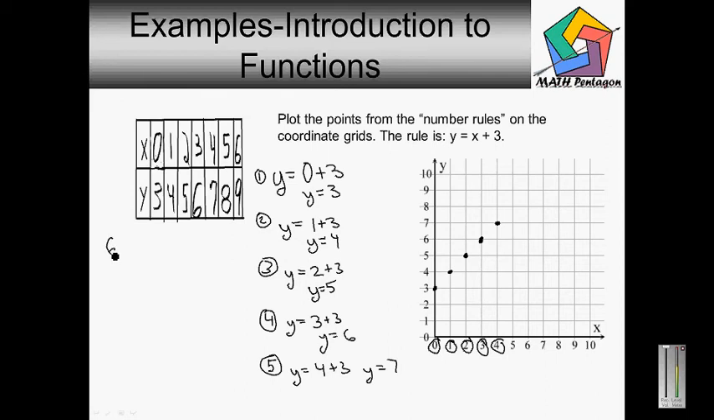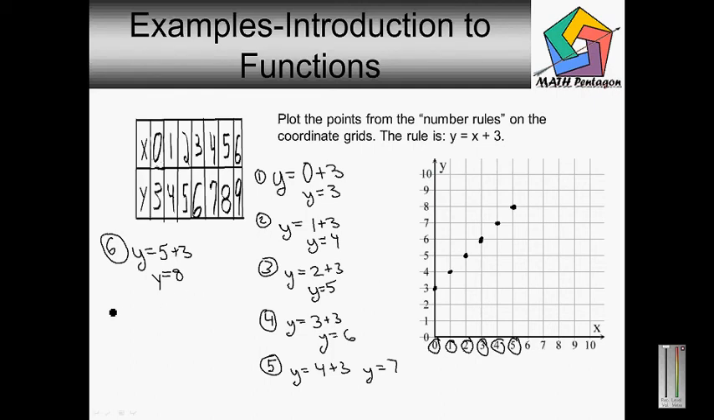Okay, let's go to the sixth column. Our x is 5, so y equals 5 plus 3, and our y equals 8. So we circle the 5 because that's our x-axis, and the y is 8. So we plot a point right here at the 8 on the y-axis. So our x is 5 and our y is 8.